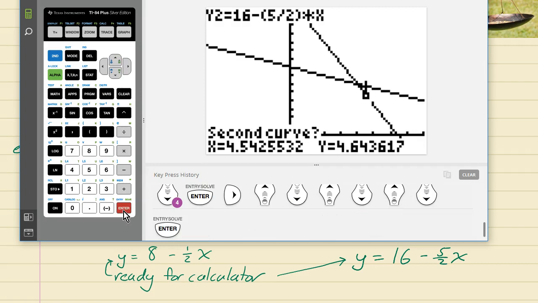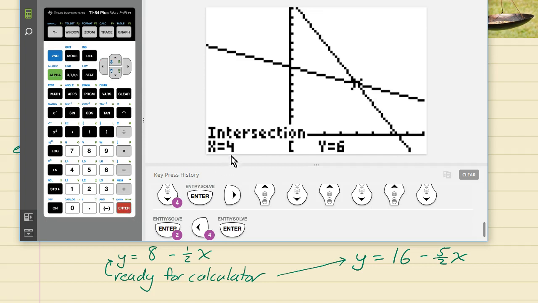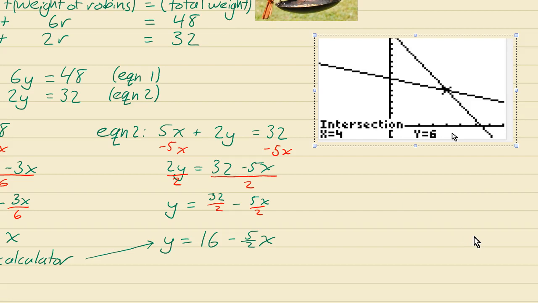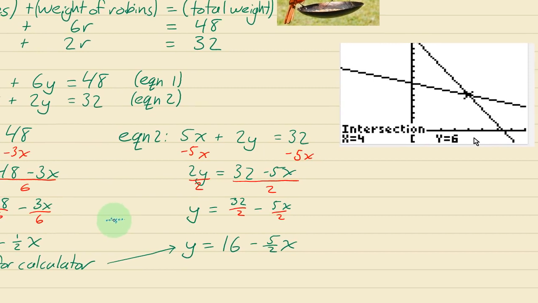Just hit enter again, and that says the second curve. Well, there's only one other curve, so just hit enter again. And then you can make it a little easier on the calculator by guessing. And it tells you the precise intersection right there. So that means that the value of x that will make both of these equations work and the value of y that will make both of these equations work is going to be 4 and 6.